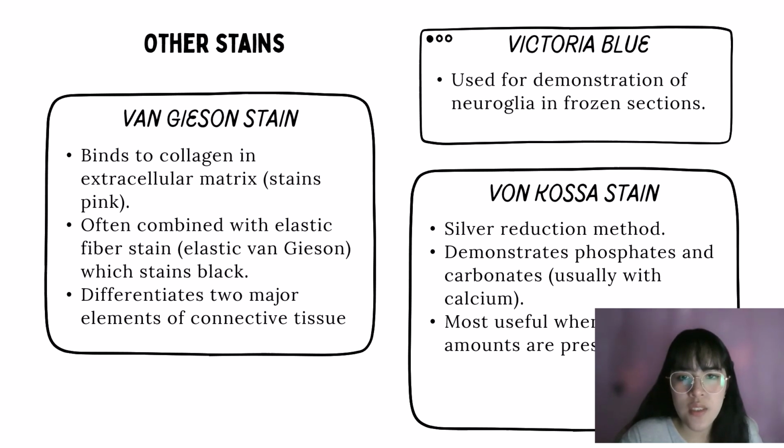Often it is combined with a stain for elastic fibers, which stain black, allowing the two major elements of connective tissue to be differentiated. Then we also have Victoria blue. It is used for demonstration of neuroglia in frozen sections. Then we also have von Kossa stain. It is a silver reduction method that demonstrates phosphates and carbonates, but these are usually present along with calcium. This stain is most useful when large amounts are present, as in bone.